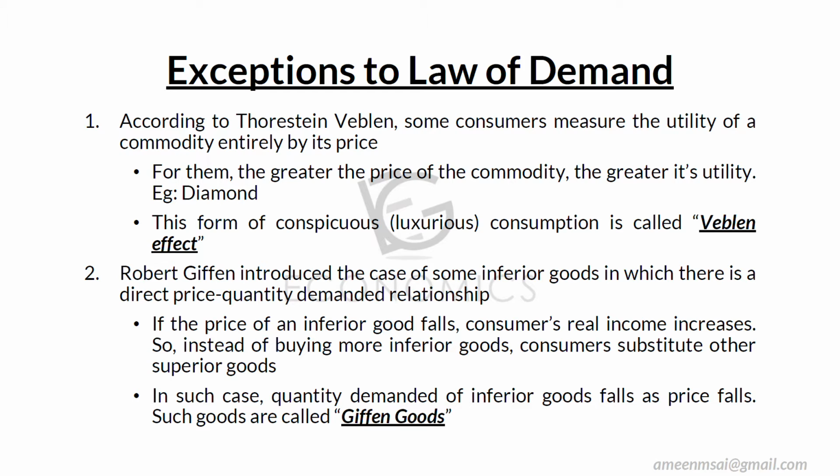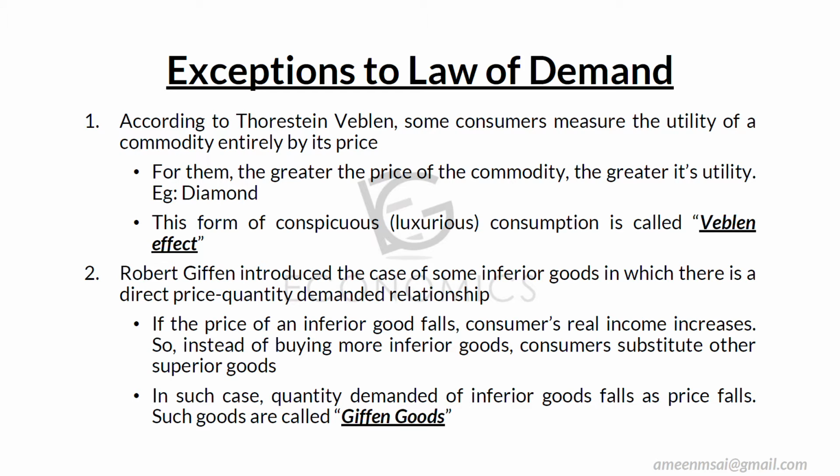So what are those? The first one is that according to Thorstein Veblen, some customers measure the utility of a commodity entirely by its price. As per the law of demand, what is it? When the price increases, quantity demanded decreases, and when price decreases, quantity demanded increases. But what does Thorstein Veblen say? Some customers will measure the utility of a commodity by its price.